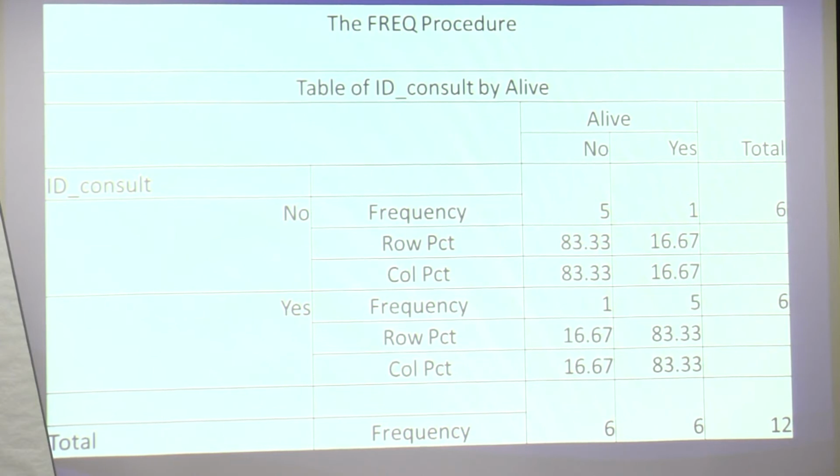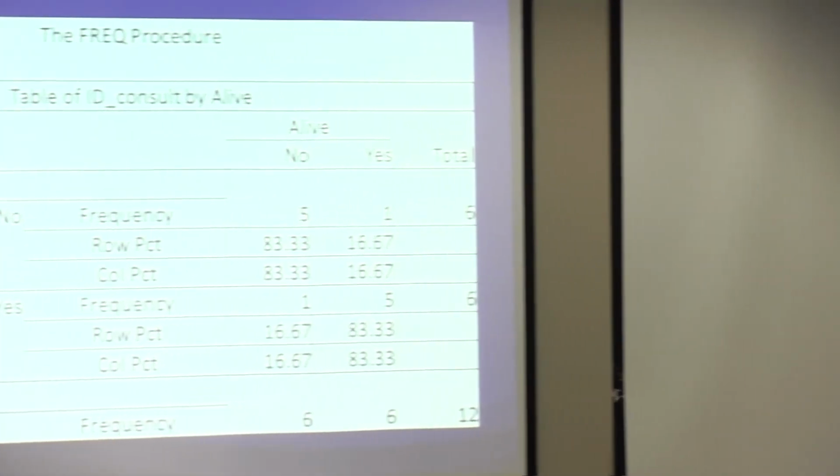But what you see here is, there's more things in here, but this is essentially the 2x2 table. You have, were they alive at 60 days, yes or no? Did they receive a consult, yes, no? And then these are the numbers in each of those cells. And then below that, we have the percentages, which we can talk about a little bit, because this turns out to be helpful in interpreting these tables. So I'll come back to that in just a second.